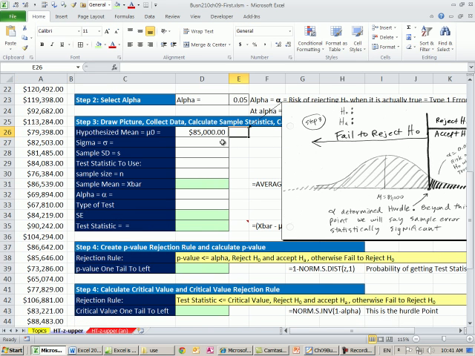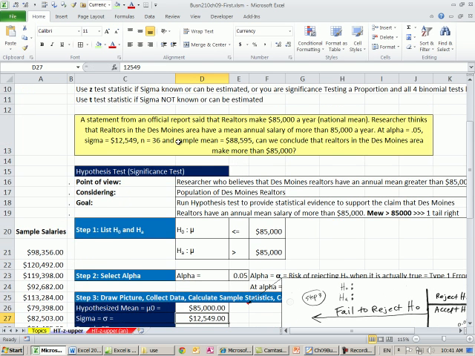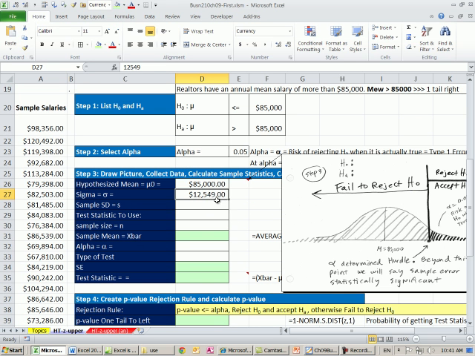All right, now we have sigma, and that is 12549, I think. Later, we'll see how to do that. Use the t-distribution when we don't have the original sigma. We don't have this, so I'm going to put NA. The test statistic to use, what determines it for our test about a population mean is sigma. We know sigma, so we're going to use z.